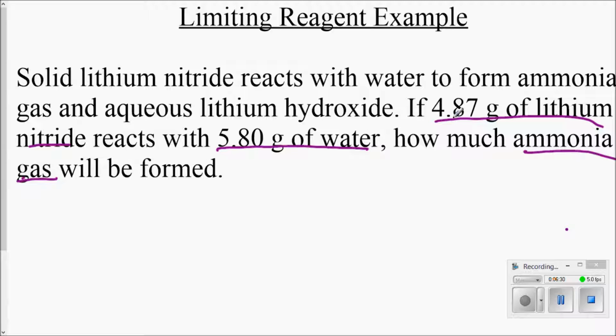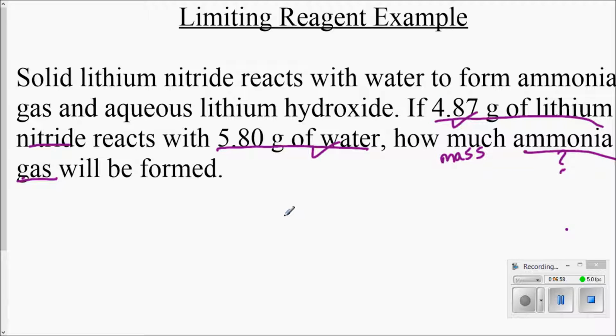So I have check marked these two values. I want to find this mass amount. Now, it doesn't say how much mass, but I'm actually looking for mass here. So how much mass of ammonia will be produced? This is a limiting reagent problem, guys, because it gives you 2 reactant masses. This is stoichiometry because it gives you information on some chemicals and asks for information on other chemicals.